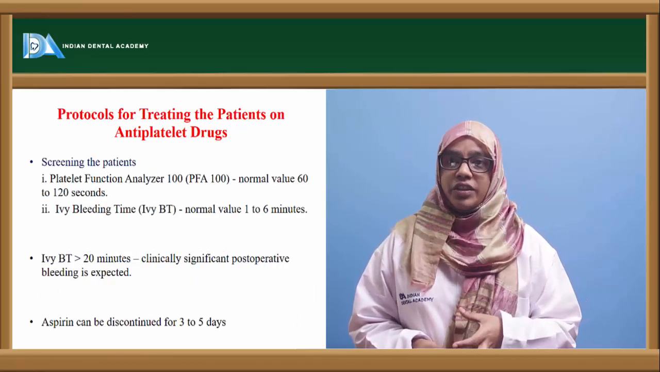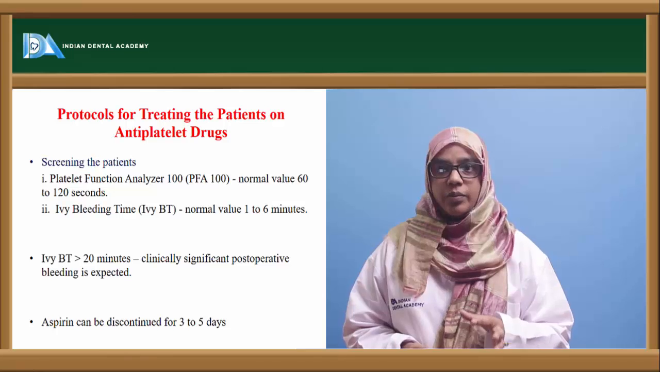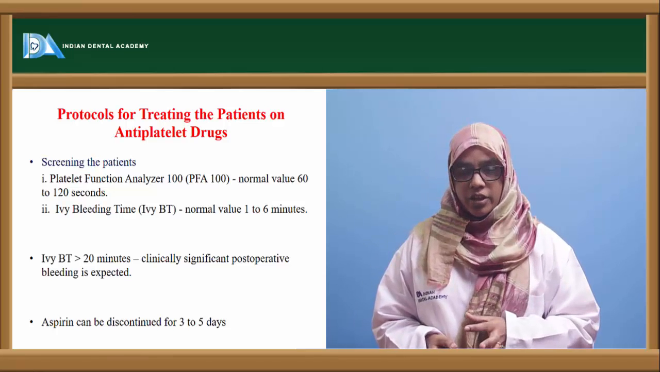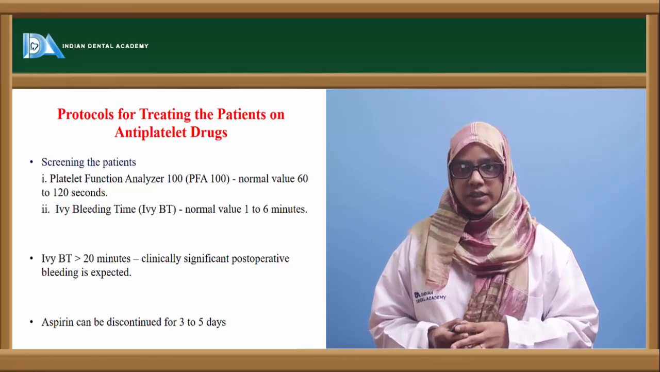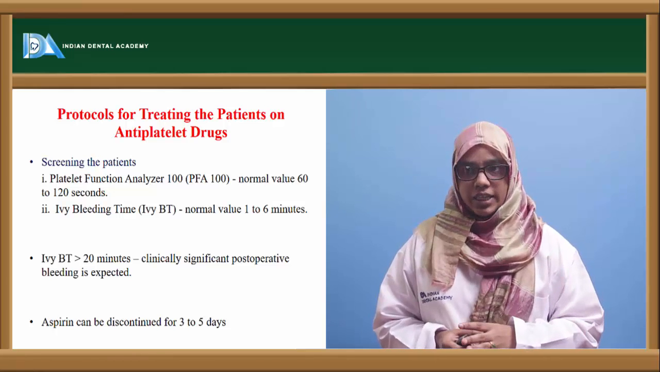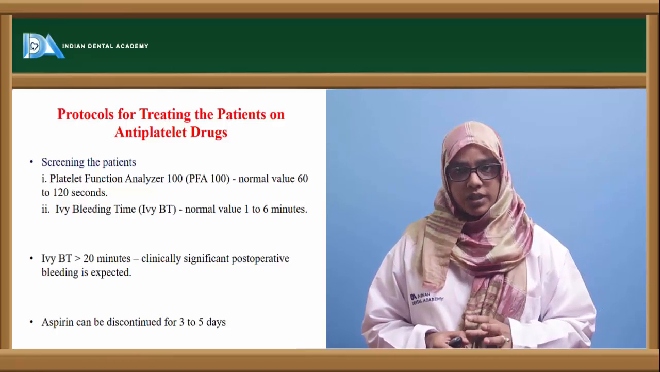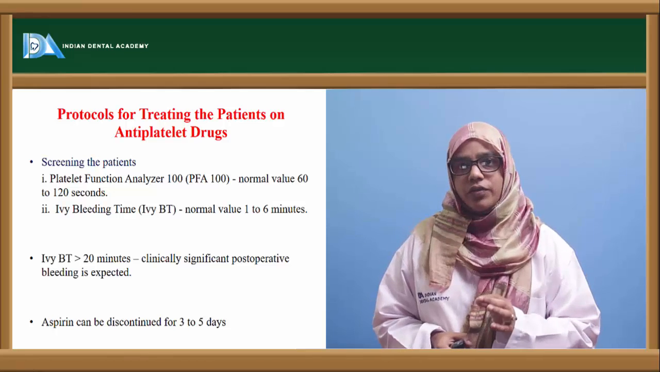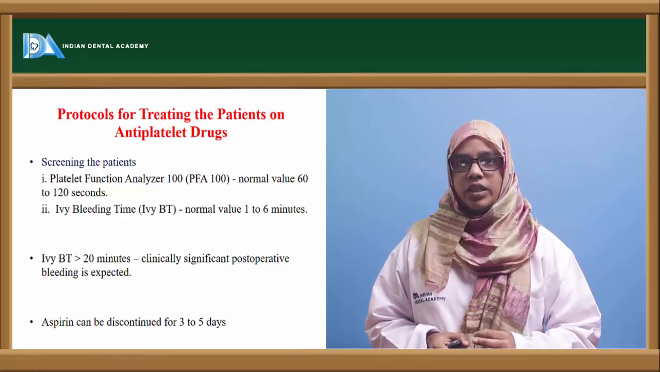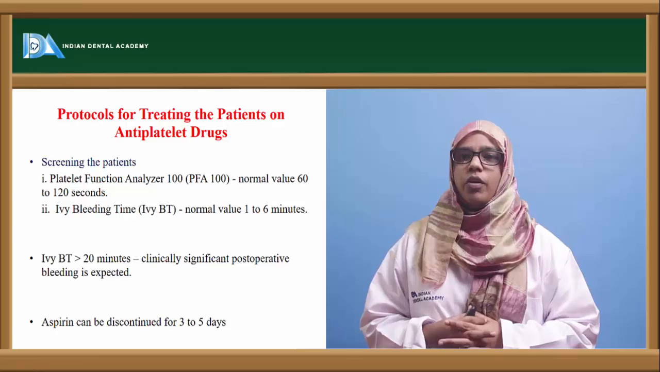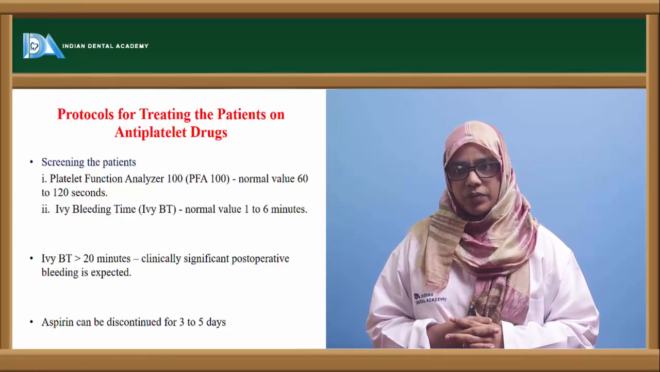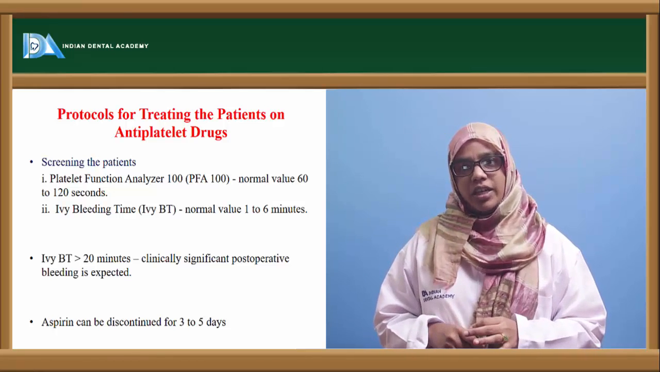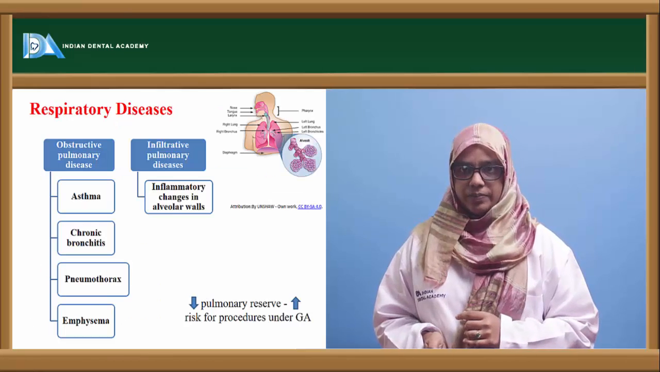Now, how do you treat the patient? Screen the patient, check the platelet function analyzer. The normal value is 60 to 120 seconds. Do an IV bleeding time test. The normal value is 1 to 6 minutes. Only if the IV bleeding time is more than 20 minutes can a clinically significant amount of bleeding occur. At that time aspirin can be discontinued for 3 to 5 days.